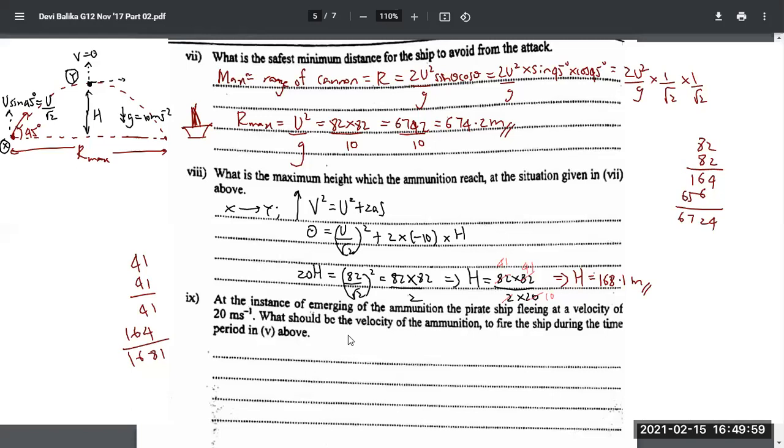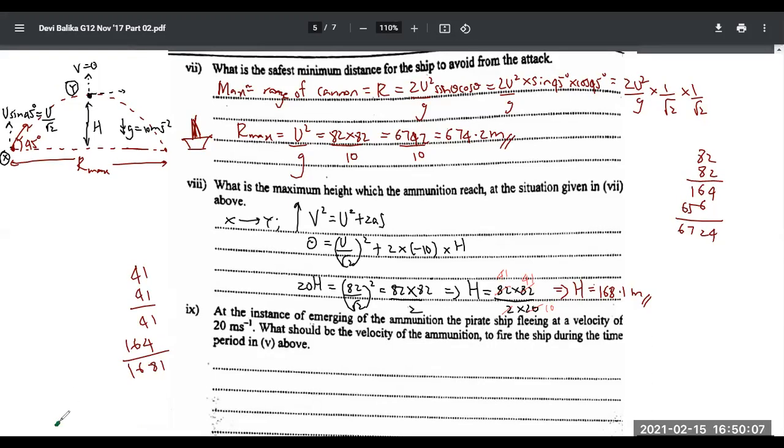Now, the last part, this is what the question says. When the cannon fires the ammunition, initially the ship is at a distance of, what is the distance between the ship and the cannon? It is 560 meters. Okay, right. Now what's going to happen?